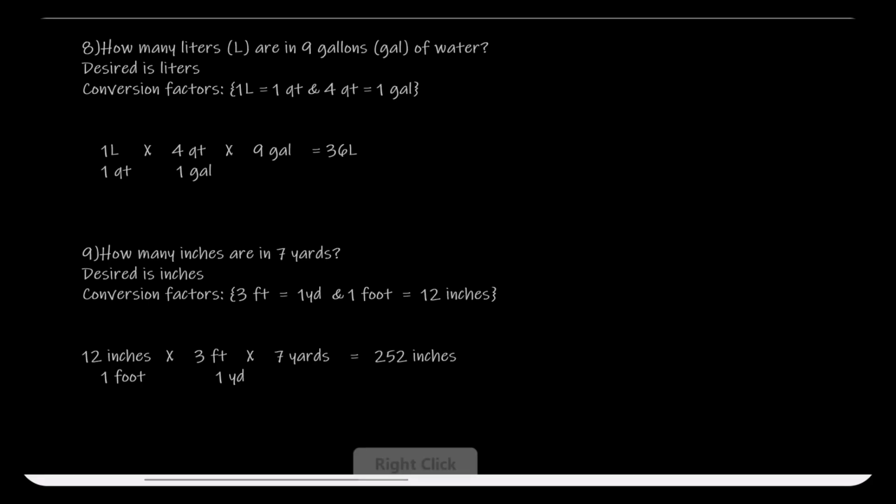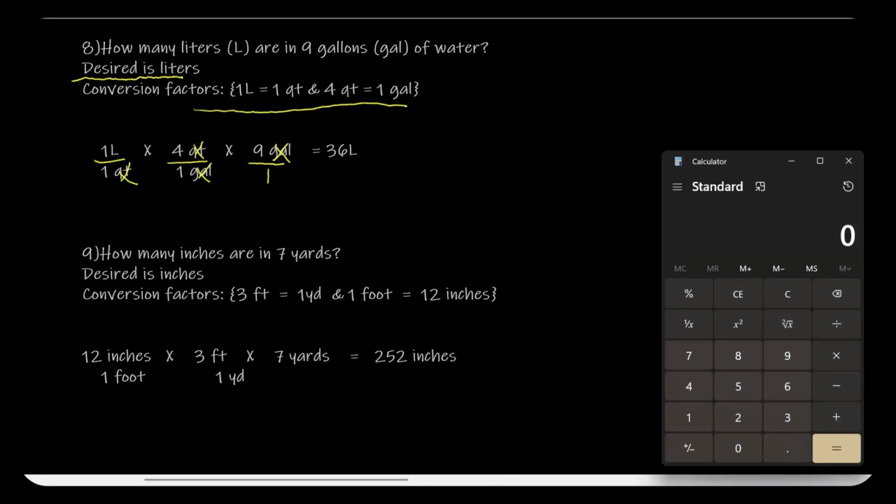Problem number 8. How many liters are in 9 gallons of water? Desired units are liters, and this is a 2-step factor problem. I've set up the problem beginning with 1 liter over 1 quart times 4 quarts over 1 gallon times 9 gallons over the placeholder 1. We cross-cancel our quarts. Next, we cross-cancel our gallons, and we are left with liters in the numerator position. Next, we multiply across. 1 times 4 times 9 equals 36 liters for our answer.